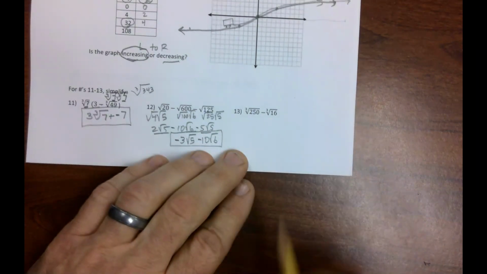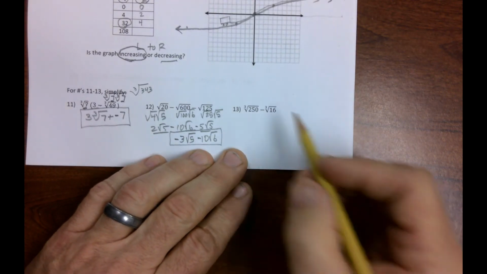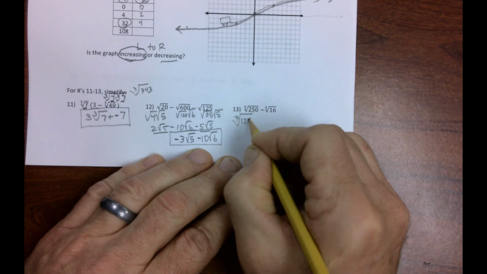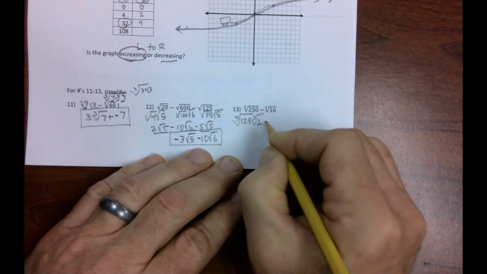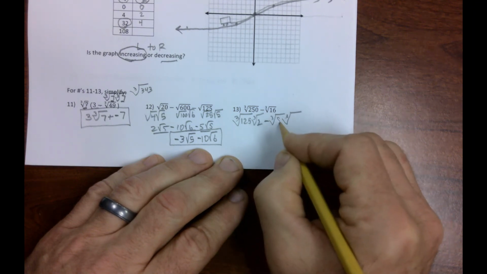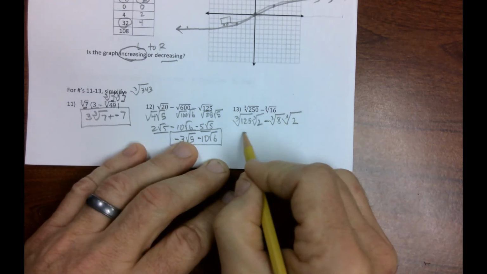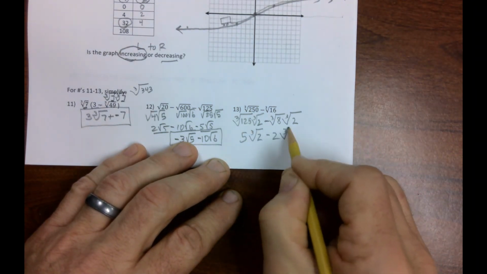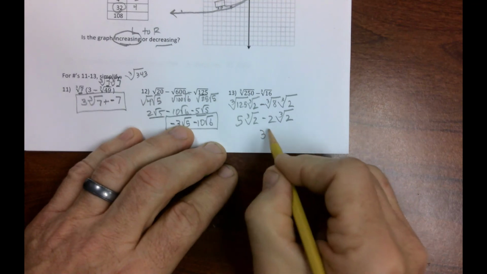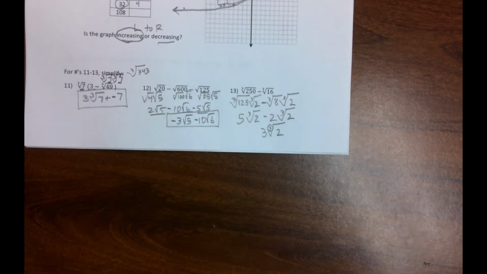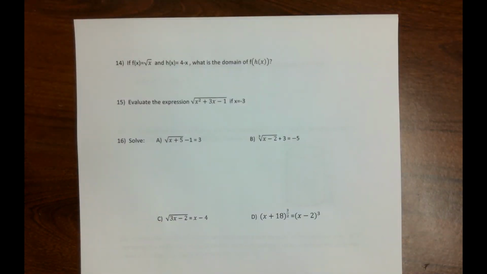Now we're into the cubic root world. So, cubic root. What's a perfect cube that goes into 250? 125. How many times? 2. What's a perfect cube that goes into 16? That'd be 8. How many times? 2. This would be 5 cubic root of 2 minus 2 cubic root of 2. My answer is 3 cubic root of 2. Now, you guys aren't used to throwing that little 3 in there. Make sure you do that, because it's a cubic root problem.